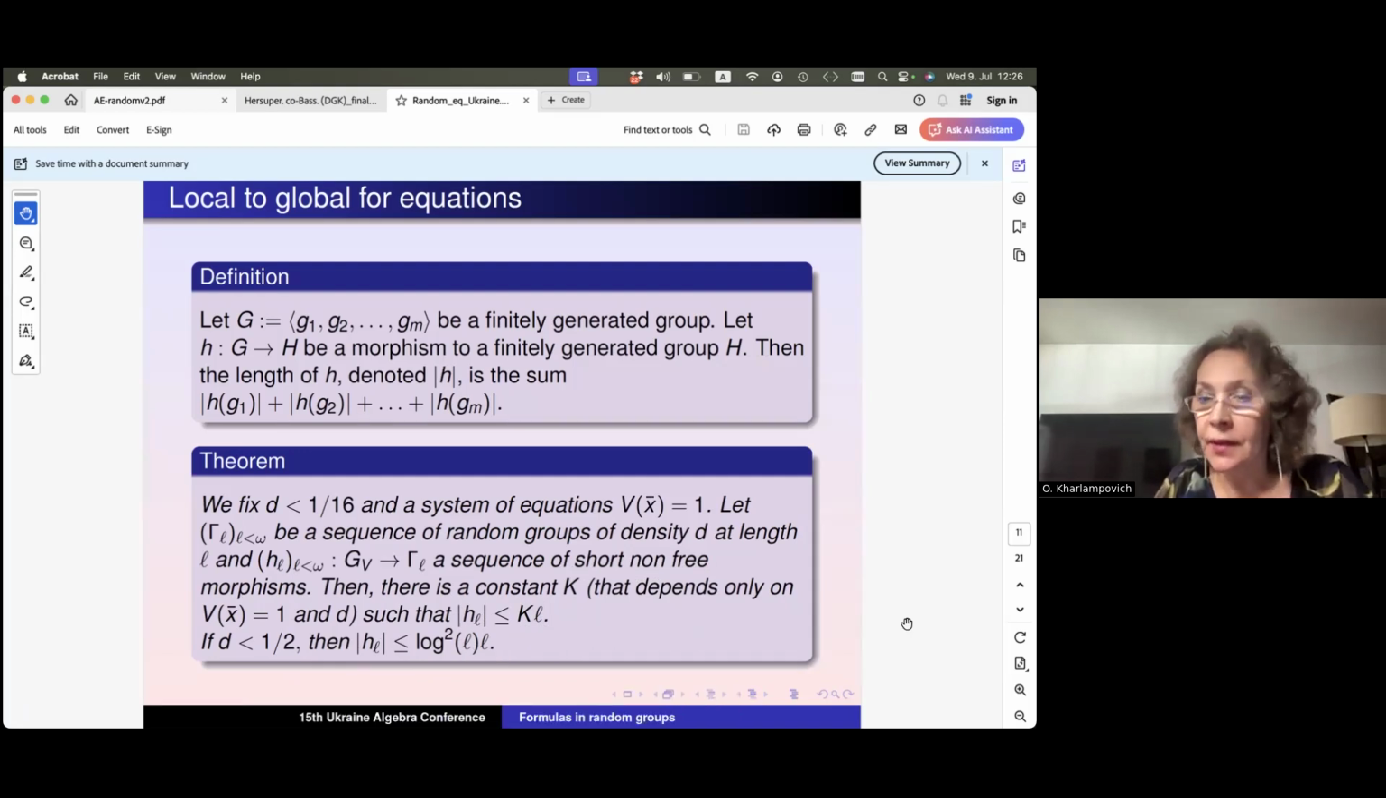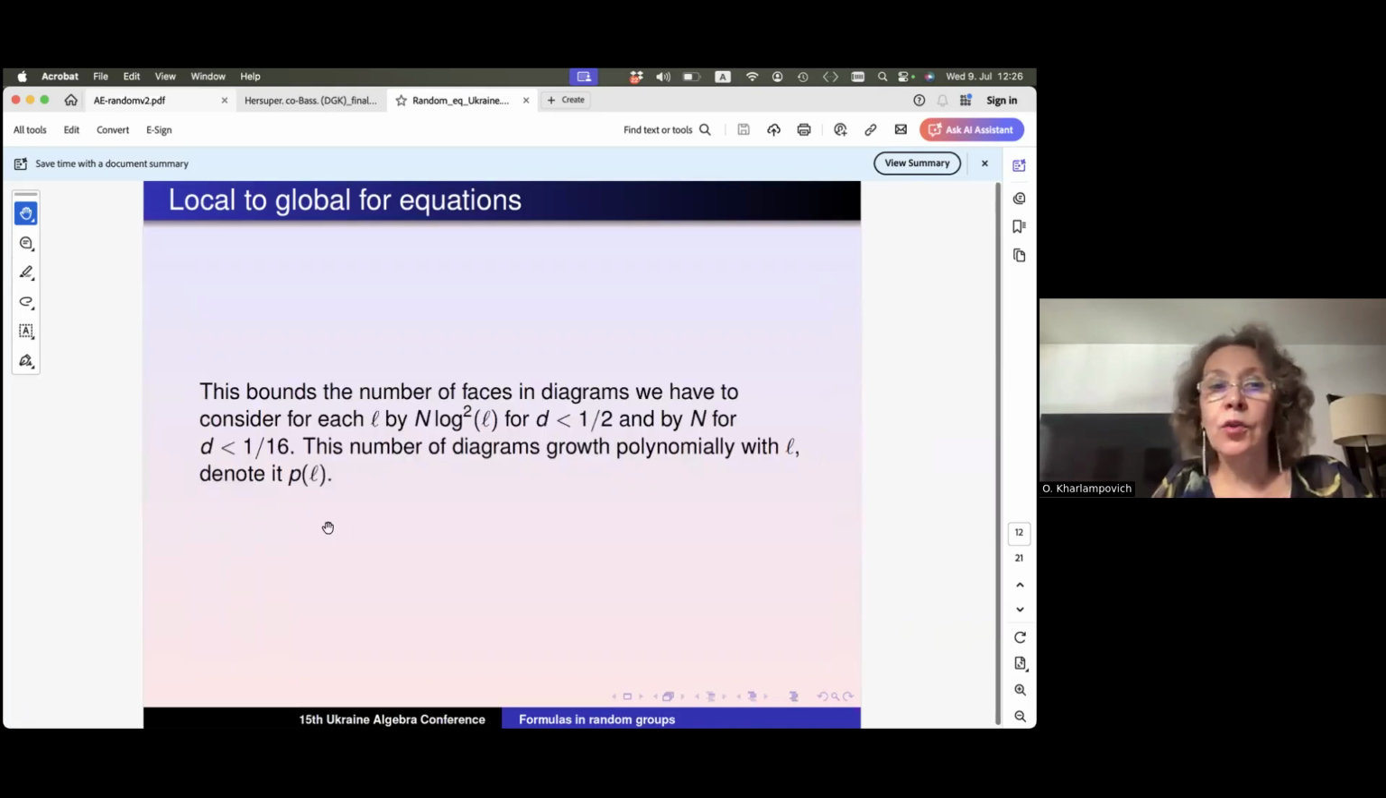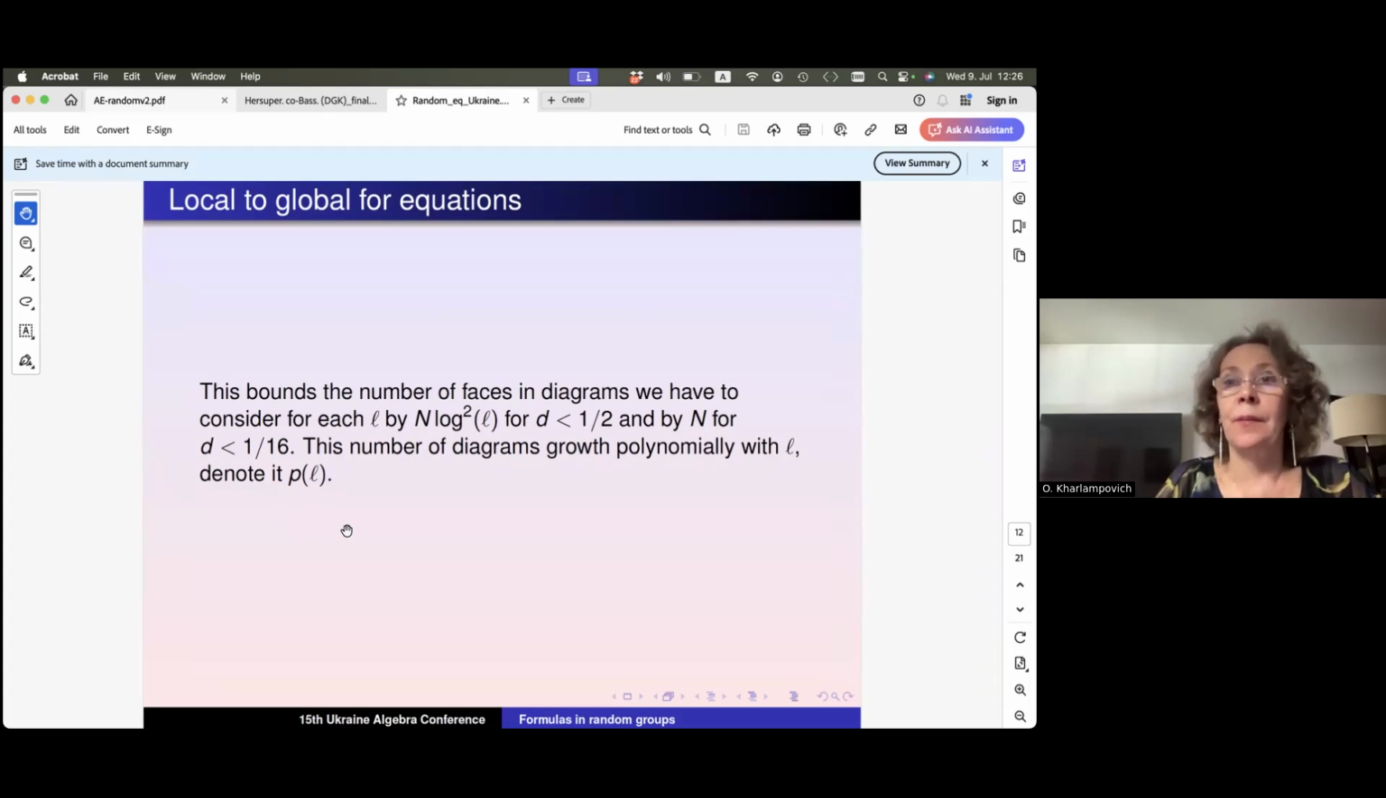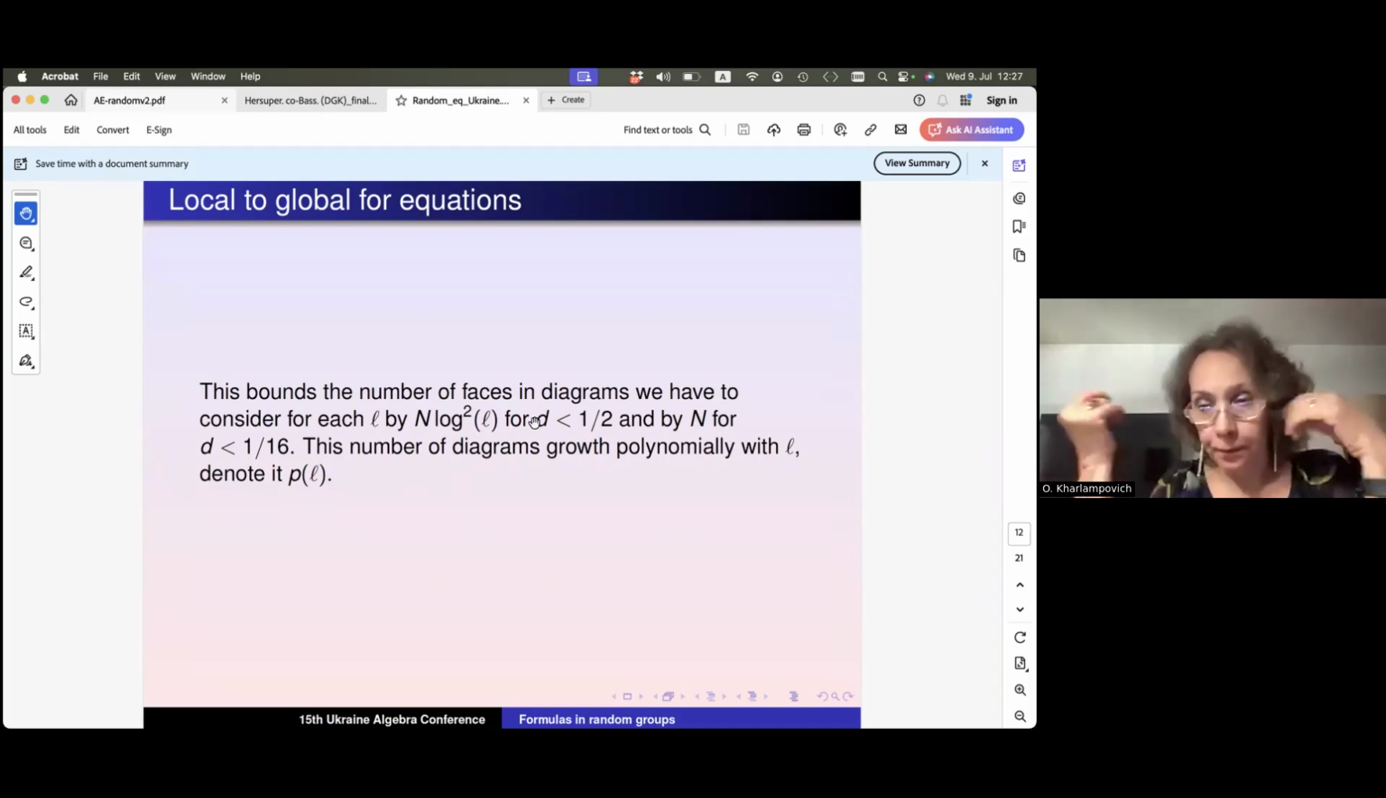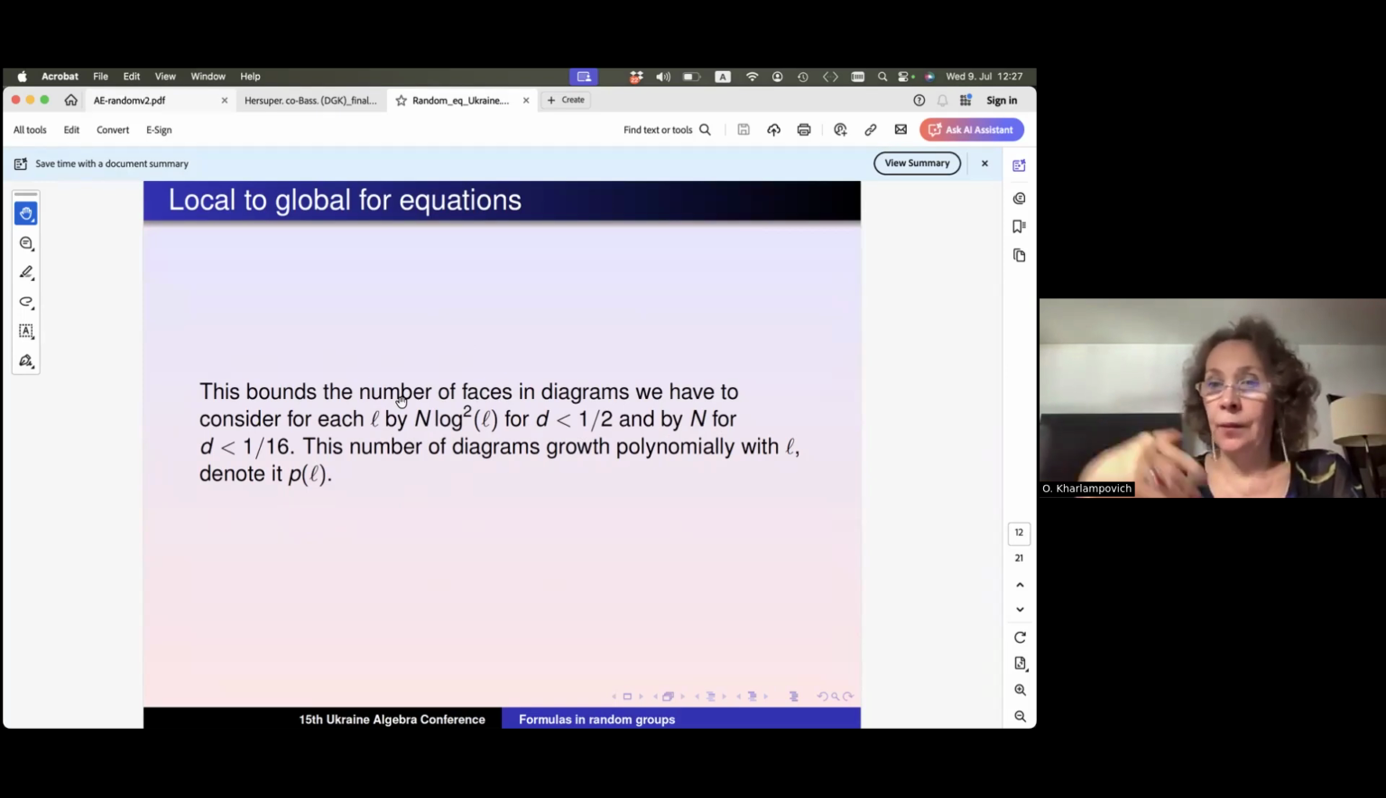This allows us to bound the number of faces in the diagrams which we have to consider for each L by a constant times log square of L for D less than 1/2, and by a constant for D less than 1/16. Now the number of such diagrams is a polynomial function of L. So the number of diagrams to consider for each L is a polynomial function of L.